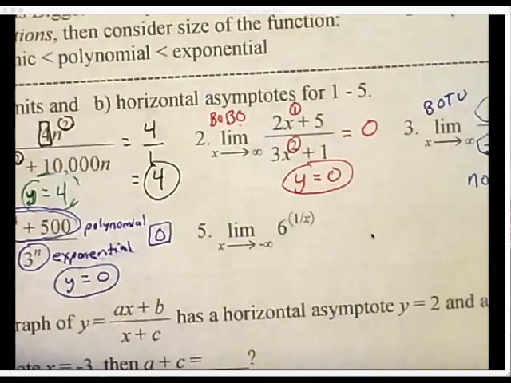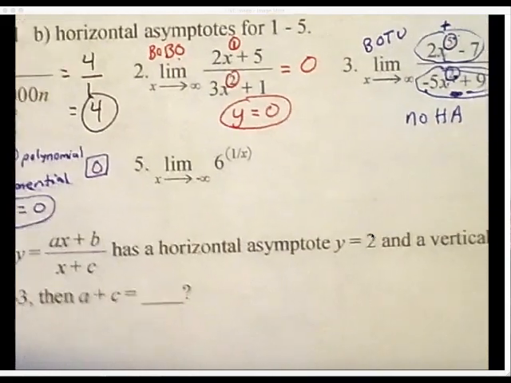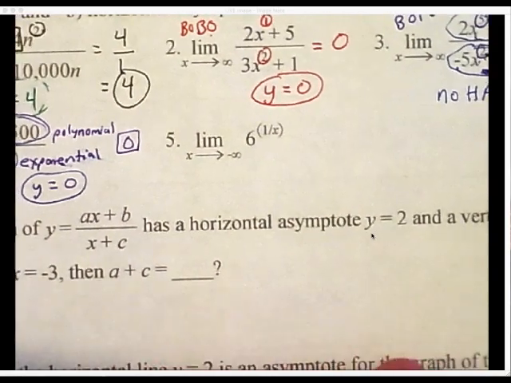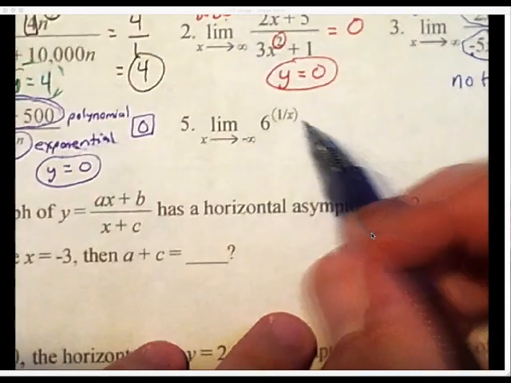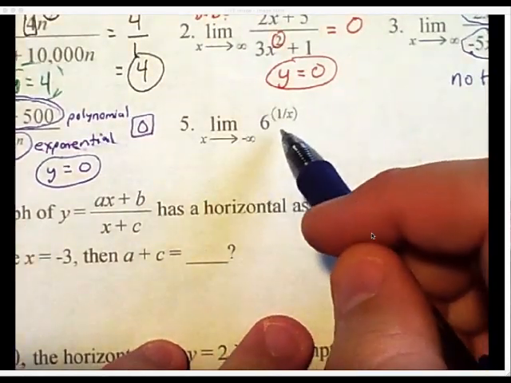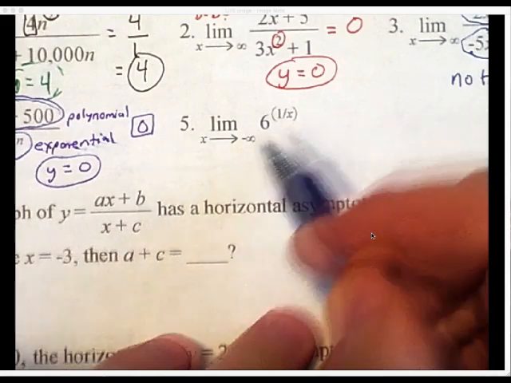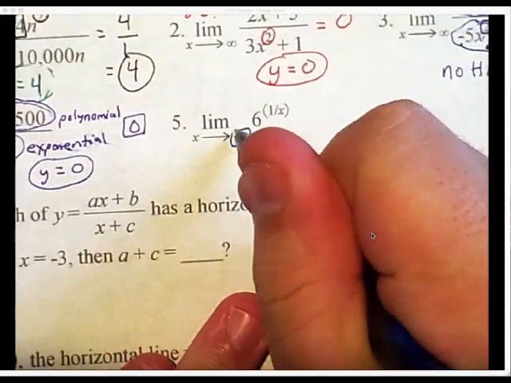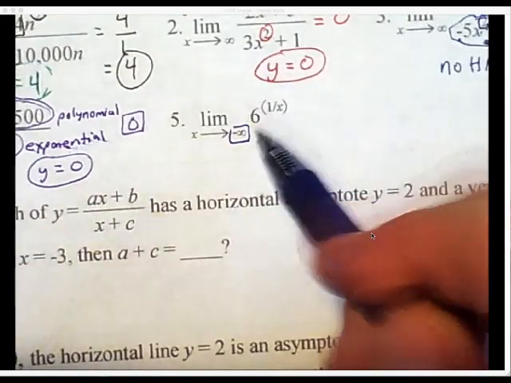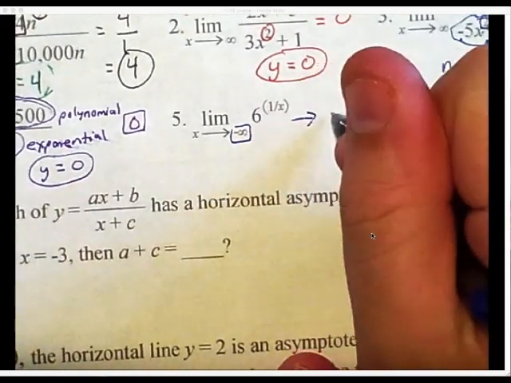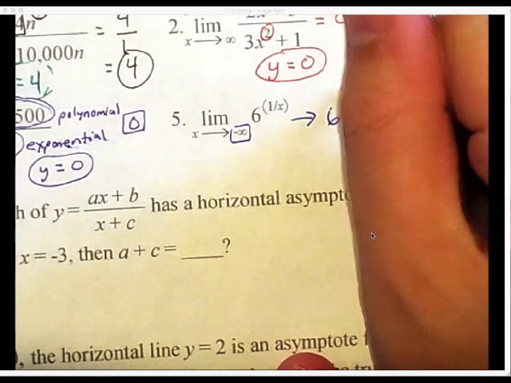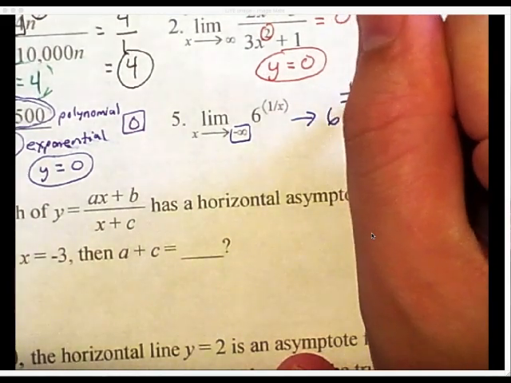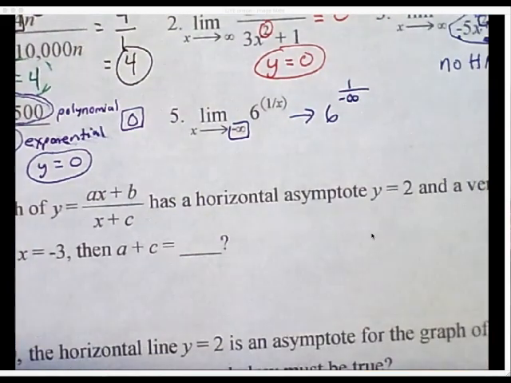All right. Now number 5 is a little bit complicated. Okay. What about this one? This is not a rational function. This is some sort of exponential function. Think about what would happen if you plug in negative infinity right there. So let's just kind of think about it. We would have 6 raised to the 1 over negative infinity.